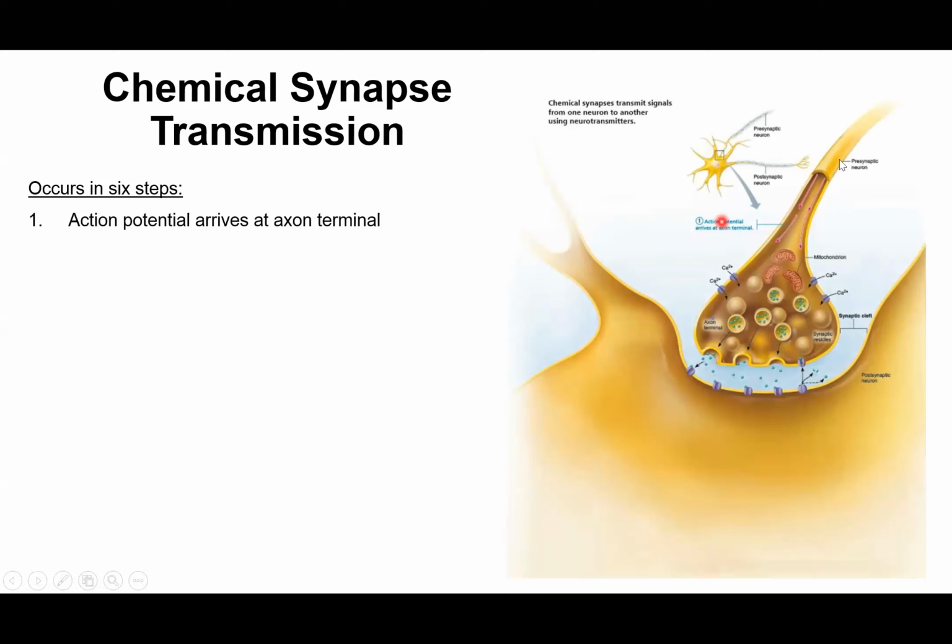Okay, so I'm just going to go over this more step-by-step, just to refresh your mind in case you're having a hard time recalling this chemical synapse thing. So chemical synapse transmission occurs in 6 steps. So step 1, an action potential is going to arrive at the axon terminal. Okay, so here we have a presynaptic neuron. We have a synaptic cleft, which is this hollow space. And then we have a postsynaptic neuron.